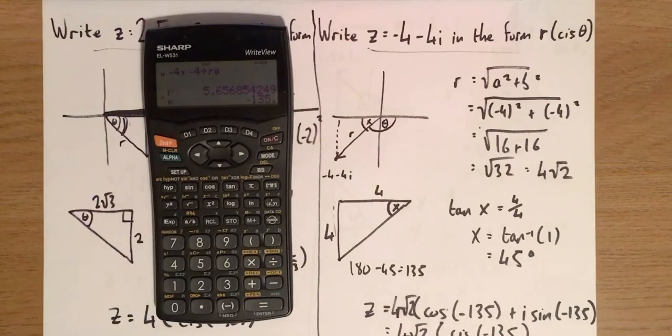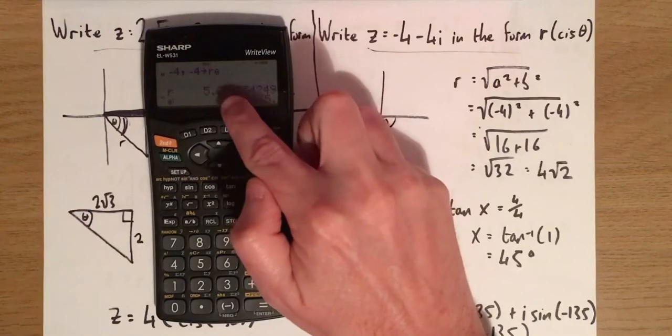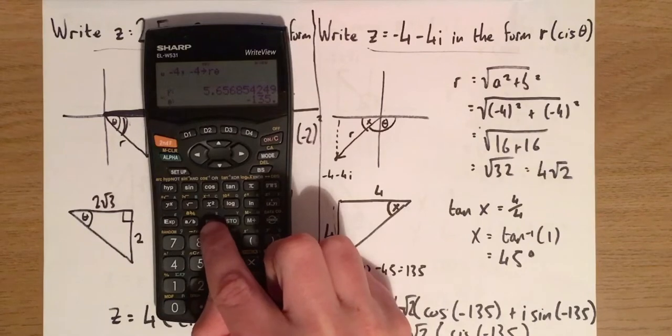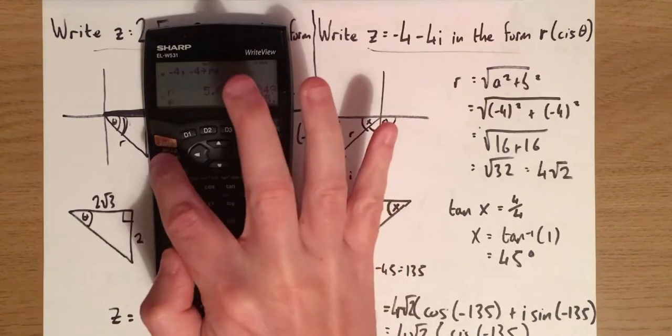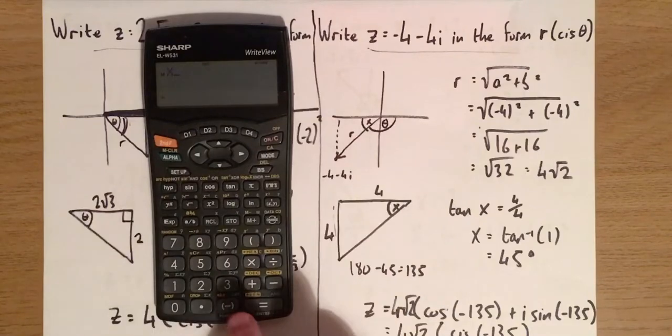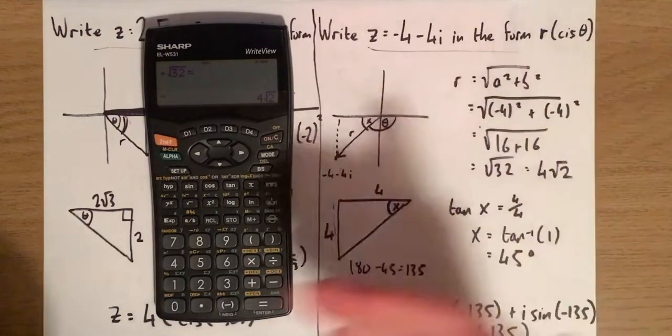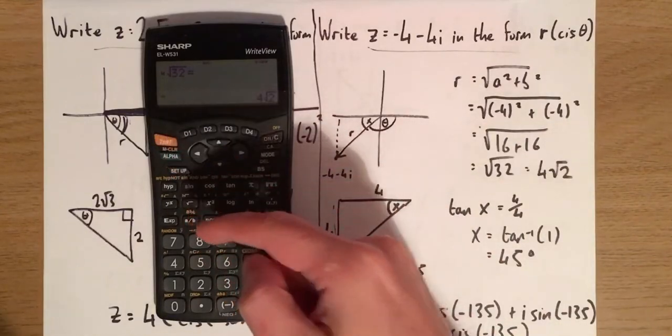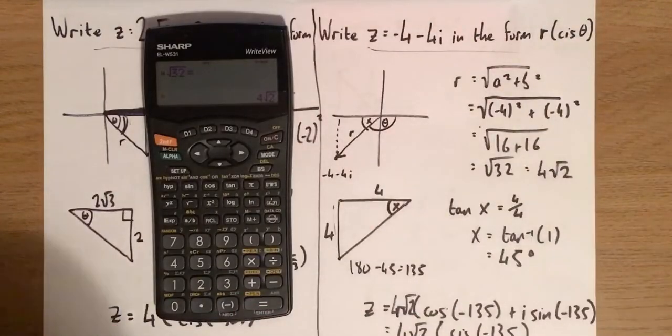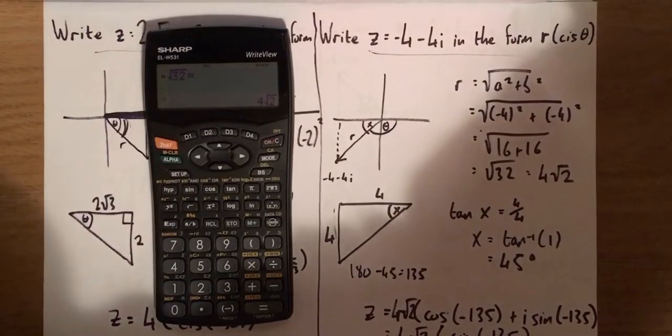I want 4 root 2 here. So this 5.65 whatever is stored in the memory as this x above the RCL. So alpha RCL. You can just square it now, but maybe just press equals just to check that it's there. X squared is 32. So the square root of 32 is the 4 root 2 that I got there. So it's perfectly fine to convert them on the calculator like that. Just be careful with decimals. Use what I did there, the alpha RCL, square it and square root it, and that will give you your modulus in surd form.